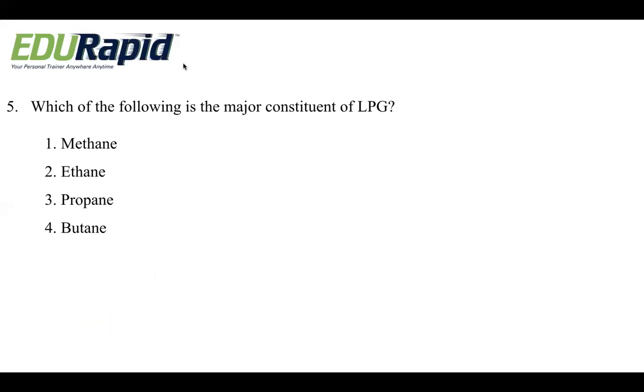which of the following is a major constituent of LPG? So we know LPG, right? You have four options. What is LPG? Liquid petroleum gas. So four options, that is methane, ethane, propane, and butane. So out of these four, which is the major constituent of LPG?